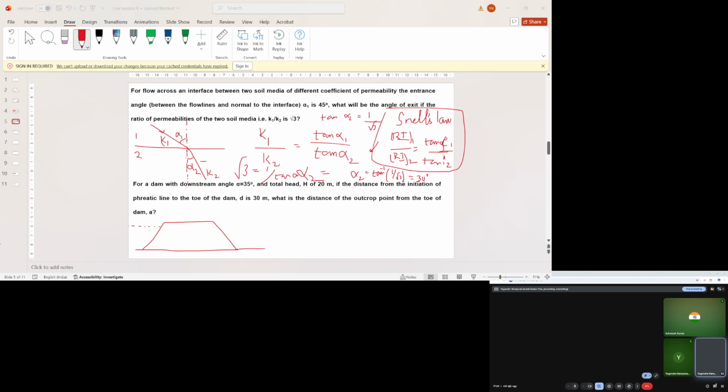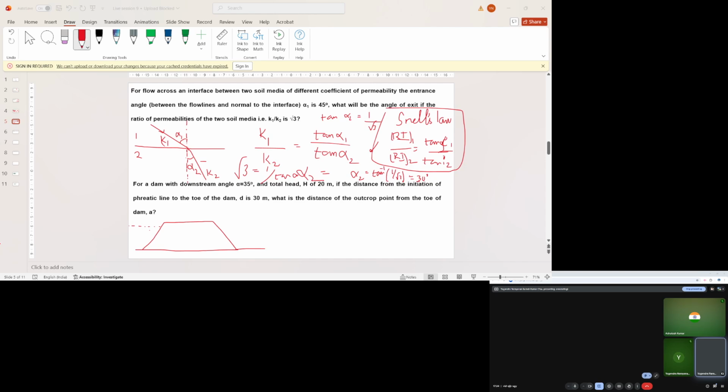And the second thing they have given, when you extend this line, is the distance from the initiation of phreatic line to the toe of the dam. So this has been given. This line is given, which is how much? 30 meters, which is equal to D. And the toe angle is 35 degrees, alpha is equal to 35 degrees. All right. So H is equal to 20 meters.